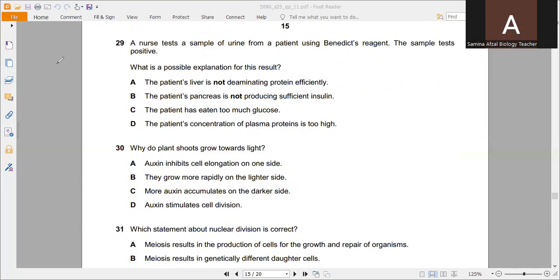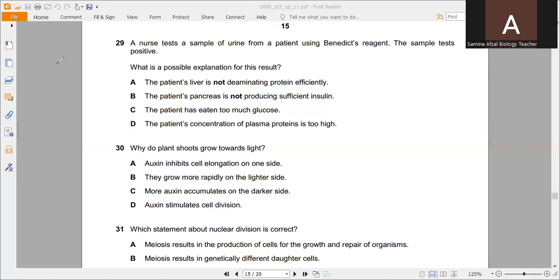Question number 29. A nurse tests a sample of urine from a patient using Benedict reagent. The sample tests positive. What is a possible explanation for this result? The patient's liver is not deaminating protein efficiently.